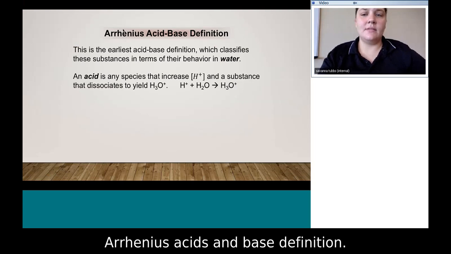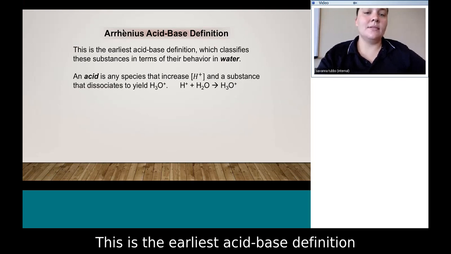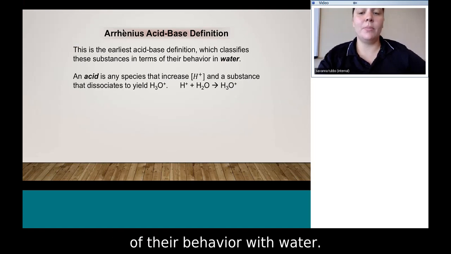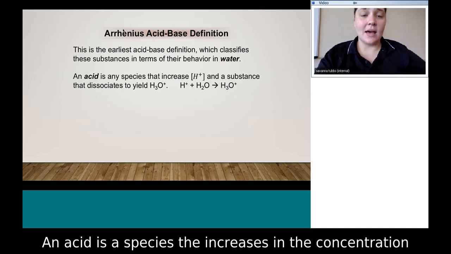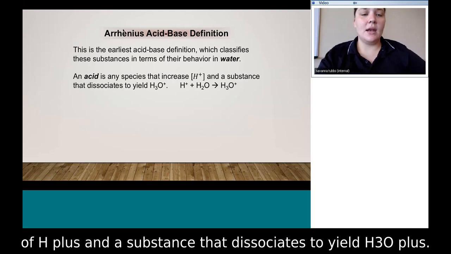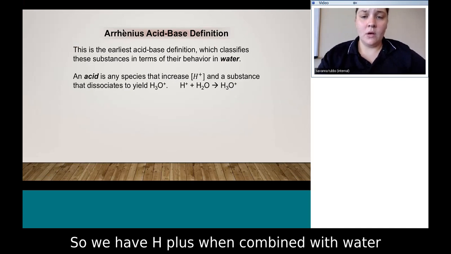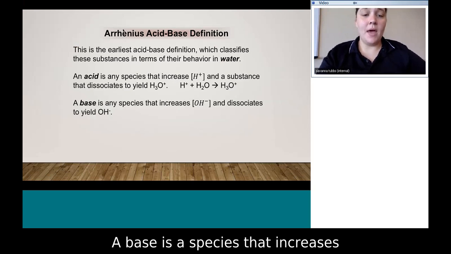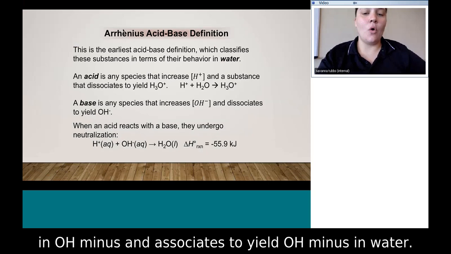Arrhenius acid and base definition. This is the earliest acid-base definition, which classifies these substances in terms of their behavior with water. An acid is a species that increases the concentration of H+, a substance that dissociates to yield H3O+. So H+, when combined with water, will produce H3O+. A base is a species that increases OH- and dissociates to yield OH- in water.